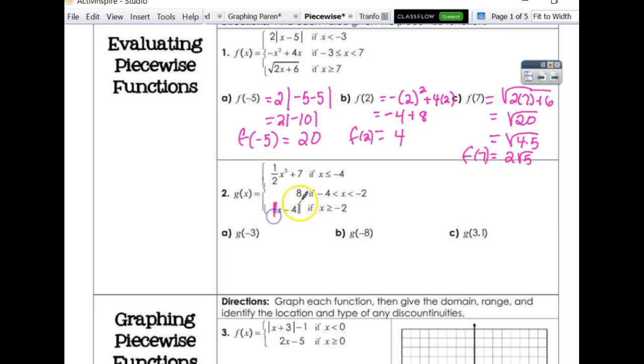Make this the absolute value. So which one did we choose for the negative 3? The first one. So who chose the first one? Oh, this one. So what does this equal? 8. So which one do you choose for the second? The first? So negative 8 cubed is negative 512. Negative 512 divided by 2, and then plus 7 gives you negative 249.